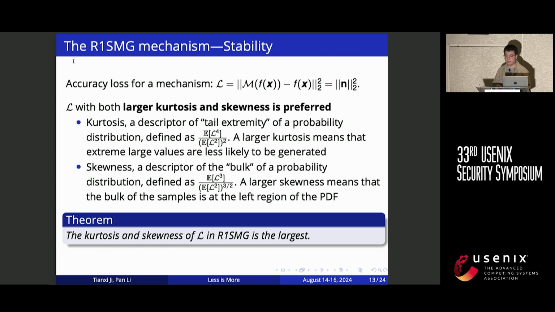Then we also show the property that this scheme is stable. And we use the kurtosis and skewness to measure the stability of the randomness. So the kurtosis is a descriptor of the tail extremity. The larger the value of kurtosis means extremely large random variables cannot be generated. And the skewness describes the bulk of the probability mass. And the larger the skewness means much of the probability mass is concentrated to the left of the PDF, and the right tail is very long. And we prove that among all the variants of Gaussian mechanism, we achieve the highest kurtosis and skewness.